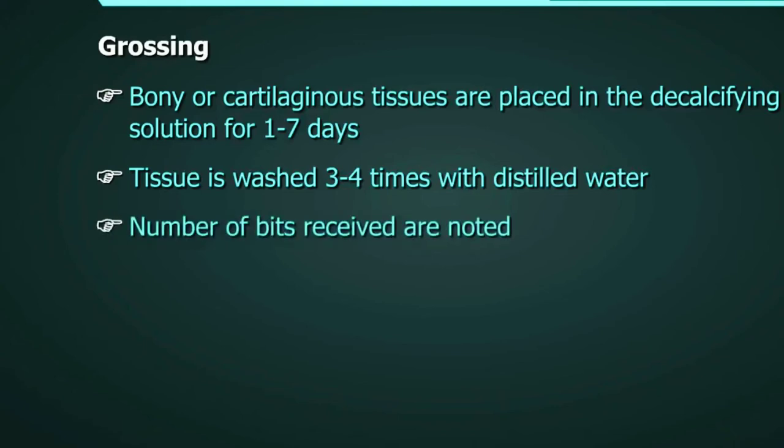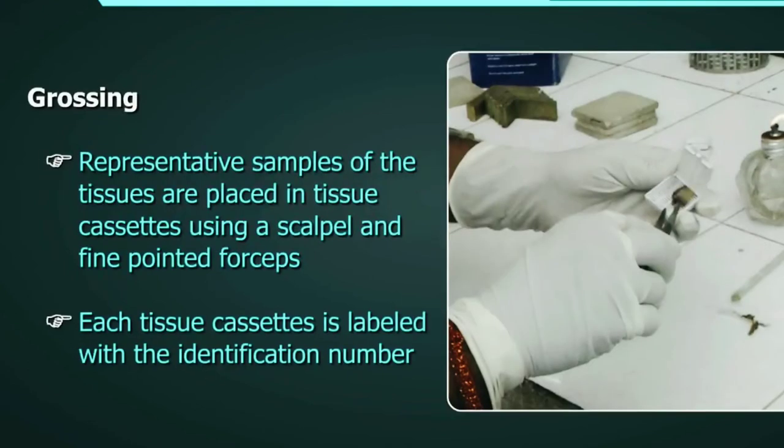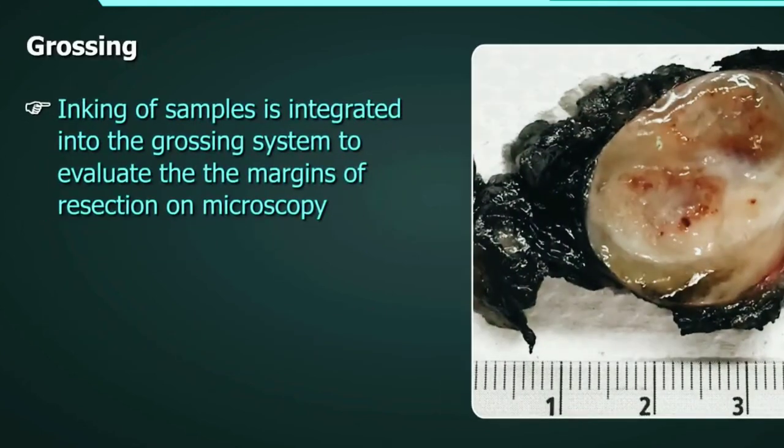Number of bits received must be noted, especially in small biopsies. Representative samples of the tissues are placed in tissue cassettes using a scalpel and fine-pointed forceps. Each tissue cassette is labeled with the identification number. Inking of samples must be integrated into the grossing system. This enables the evaluation of the margins of resection on microscopy.